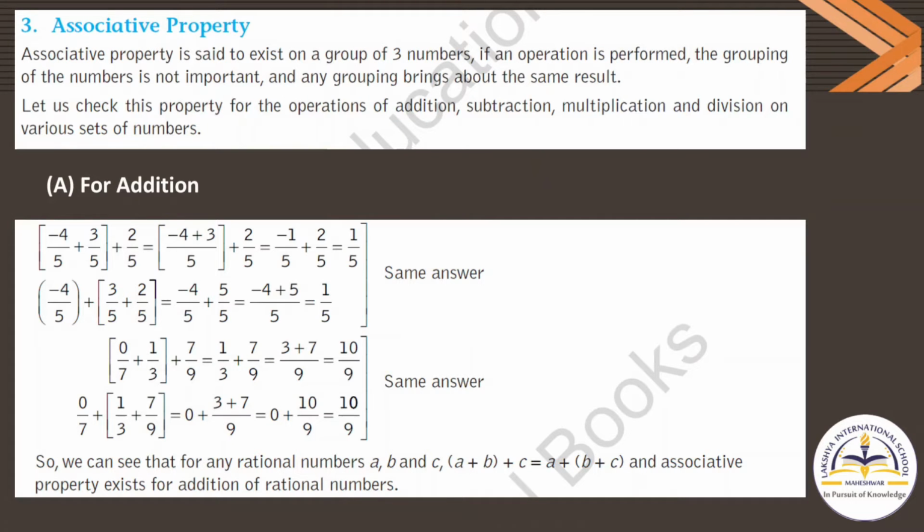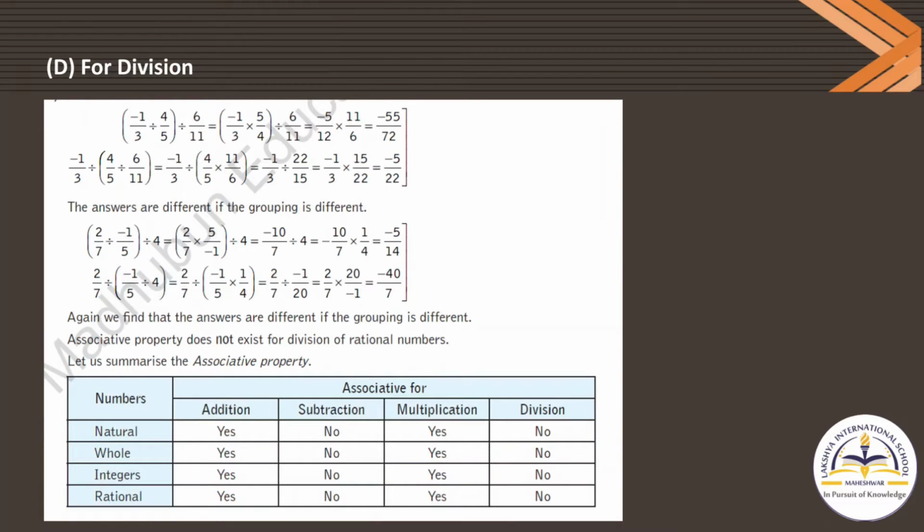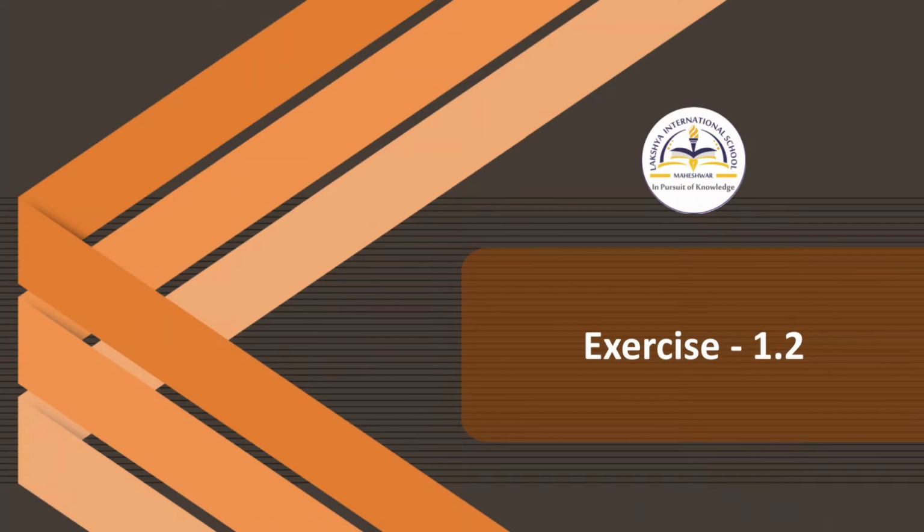First of all, let's see the concept which we are using in exercise 1.2. Here in the associative property, (a + b) + c = a + (b + c). Now for this situation, will the answers be the same or different? For addition, the answers are the same. For subtraction, the answers are different. For multiplication, the answers are the same. For division, the answers are different. So these are the rules. Now let's see exercise 1.2.